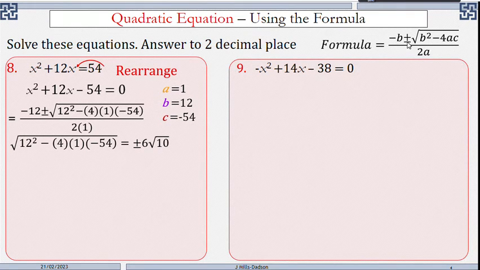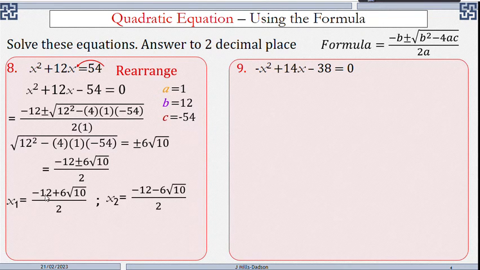And remember, the formula has plus or minus in it. So all I need to do is replace that long expression with this. From here, I split it into 2. The first x will be negative 12 plus 6 root 10 all over 2. Don't forget, a is 1, so 2 times 1, that's why it's 2. And x2 will be negative 12 minus 6 root 10 over 2.